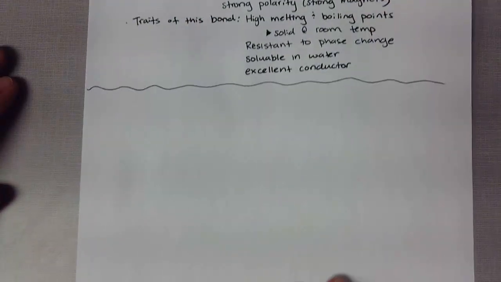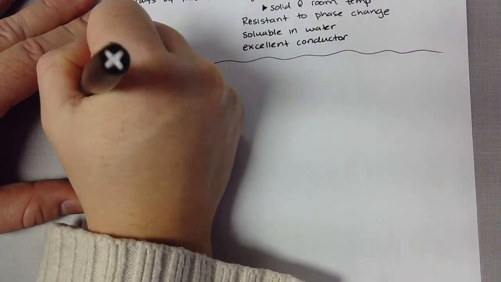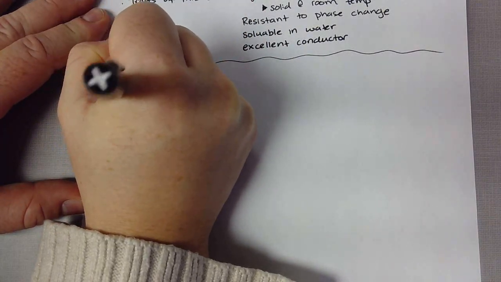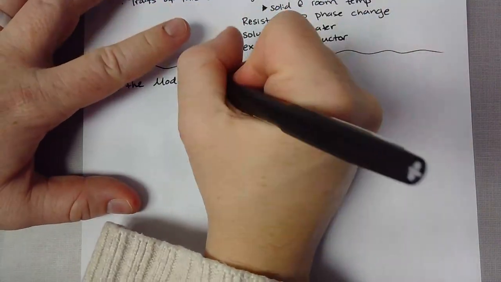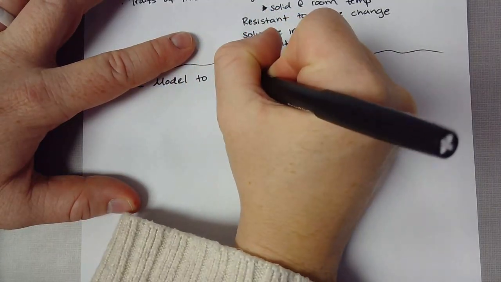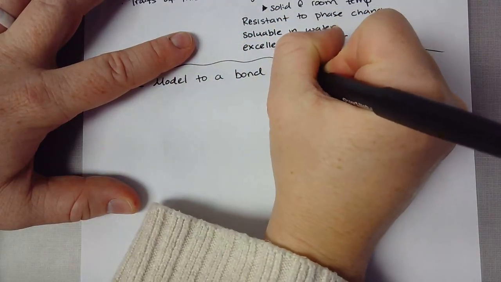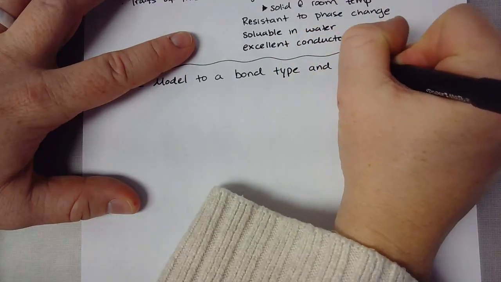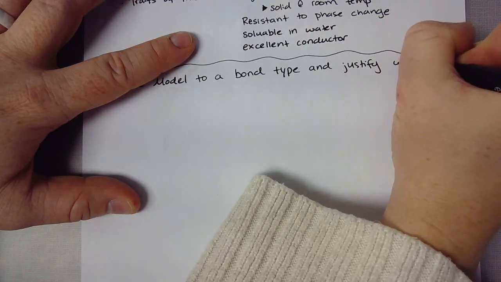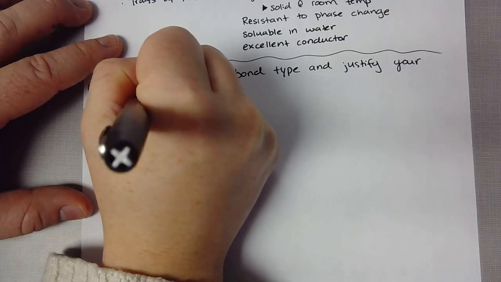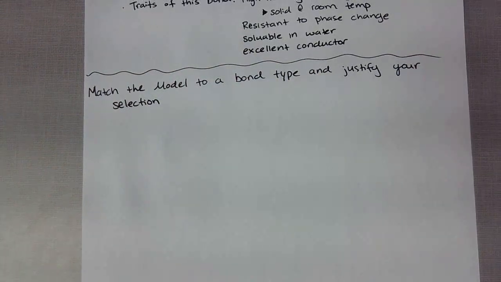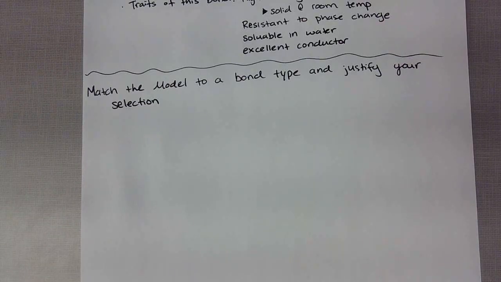So you're going to see some practice problems like the following. Match the model to the bond, or to a bond type, and justify your selection. I have intentionally left models out so far. I have given you no pictures to go with these terms because I want the pictures to be our practice.